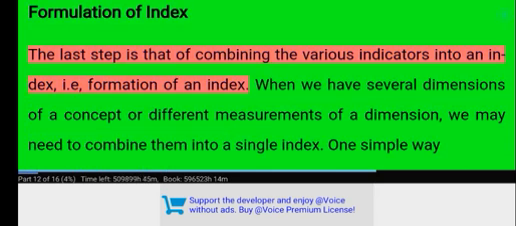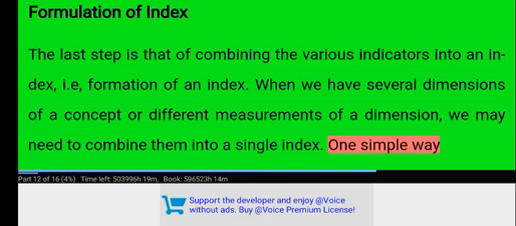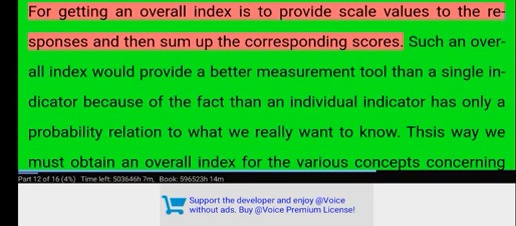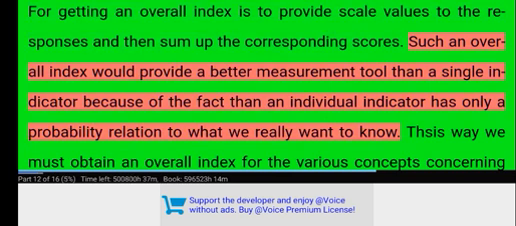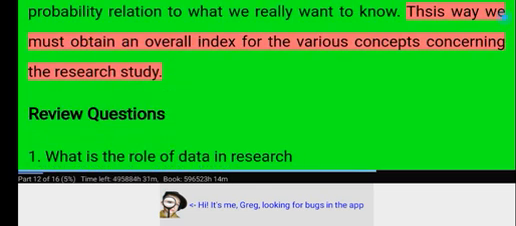Formulation of index. The last step is that of combining the various indicators into an index, i.e., formation of an index. When we have several dimensions of a concept or different measurements of a dimension, we may need to combine them into a single index. One simple way of getting an overall index is to provide scale values to the responses and then sum up the corresponding scores. Such an overall index would provide a better measurement tool than a single indicator because of the fact that an individual indicator has only a probability relation to what we really want to know. This way we must obtain an overall index for the various concepts concerning the research study.